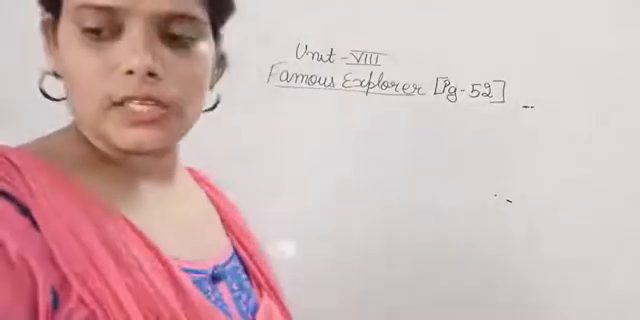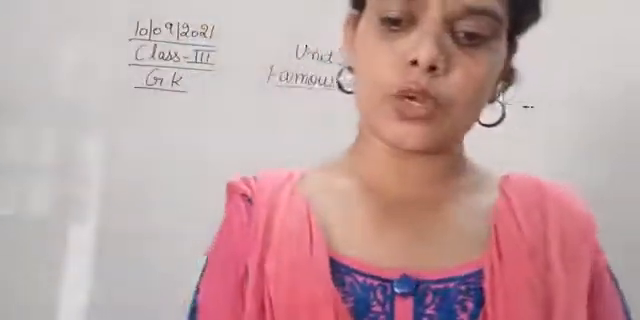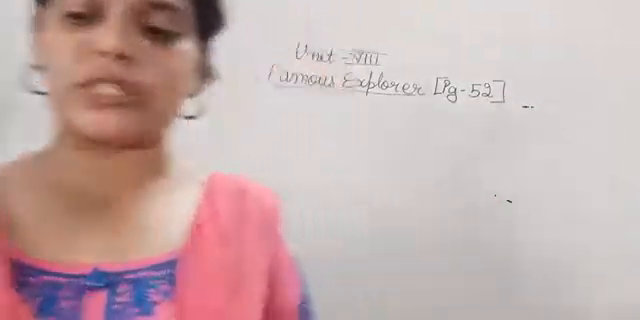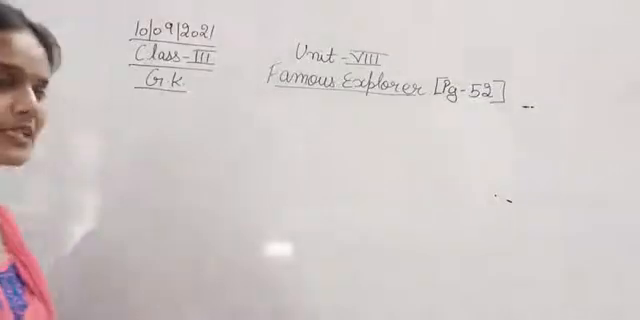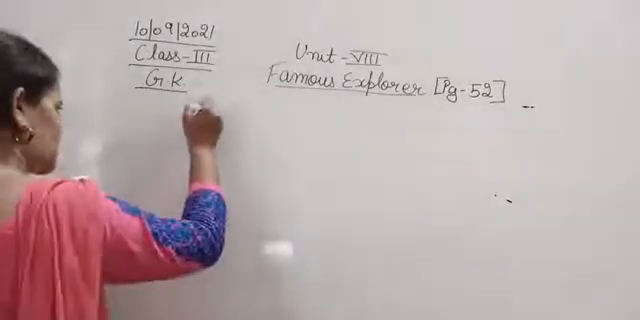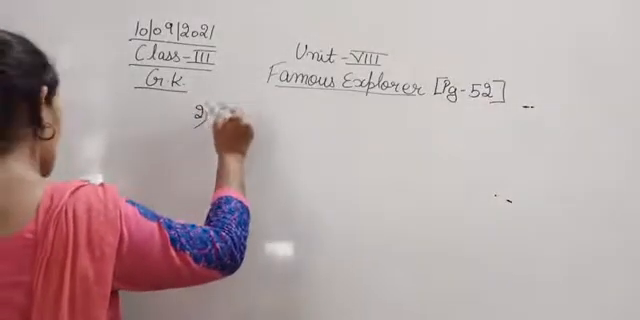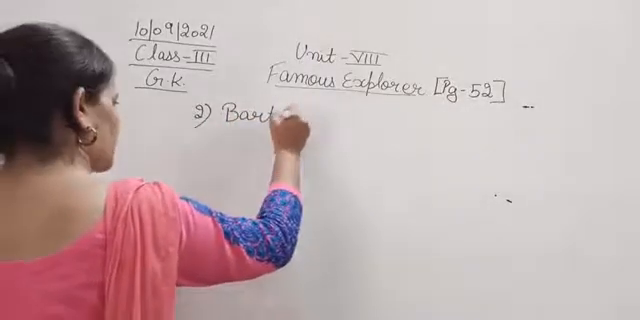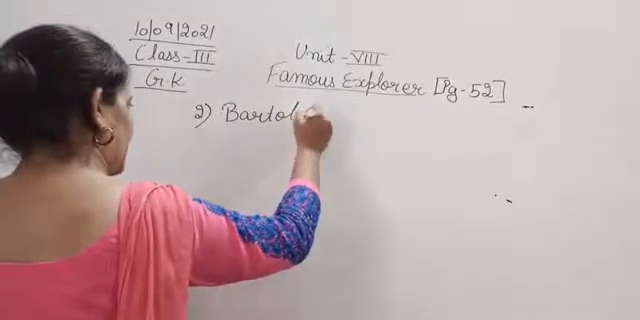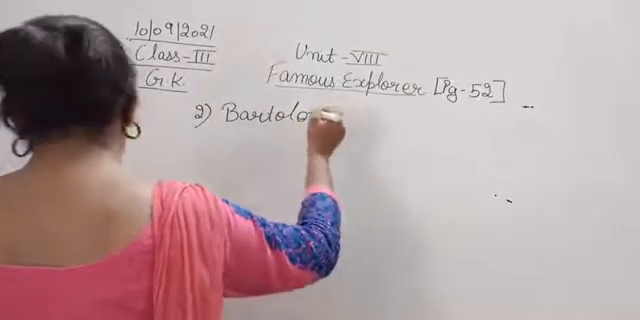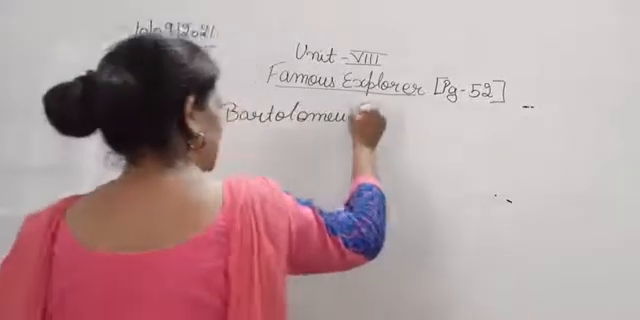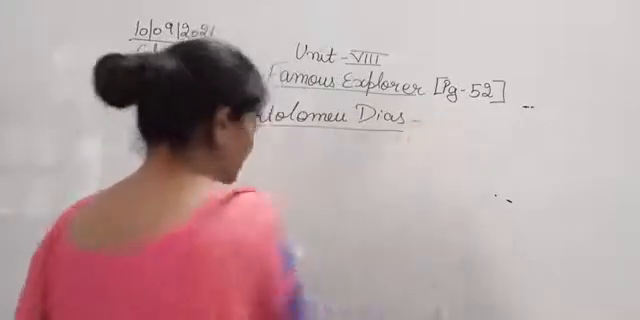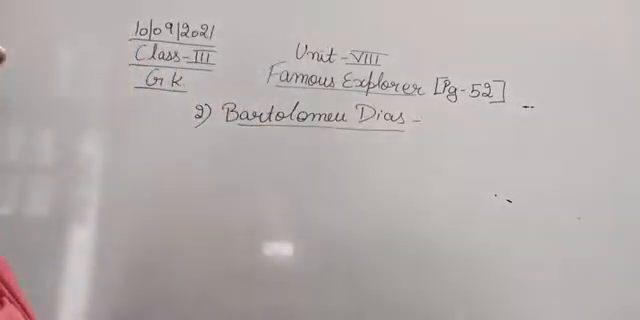So who is the second one? So he is Bartolomeu Diaz. His name is a little bit complicated. Okay, so देखिए इनका नाम क्या है. So the second explorer जिनकी हम बात कर रहे हैं, he is Bartolomeu Diaz. Okay, so another explorer is Bartolomeu Diaz.